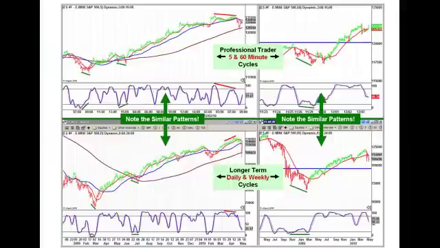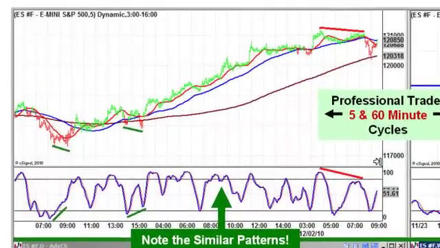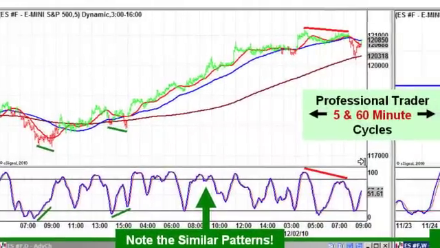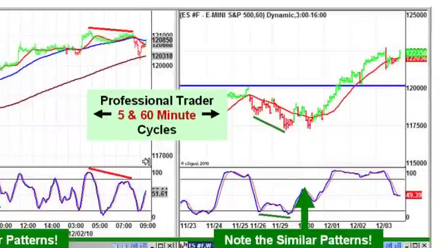In this video, I would like to emphasize that these are the same techniques that professional traders have been using on shorter time frames for decades. In these charts, the top two charts reflect the 5-minute in the top left and the 60-minute interval in the top right, two time frames that traders have often used to gauge market opportunity on relatively short time frames.